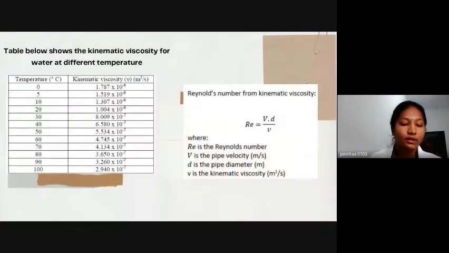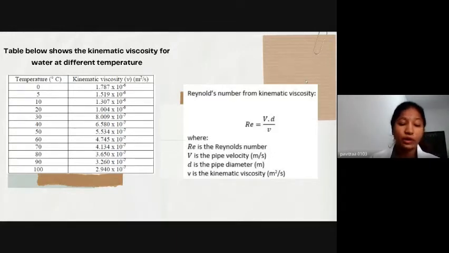The table below shows the kinematic viscosity for water at different temperatures. The Reynolds number of the flow will normally be used to determine whether the flow is laminar or turbulent. The Reynolds number is given as follows, where Re is the Reynolds number, V is the pipe velocity, D is the pipe diameter, and ν is the kinematic viscosity.